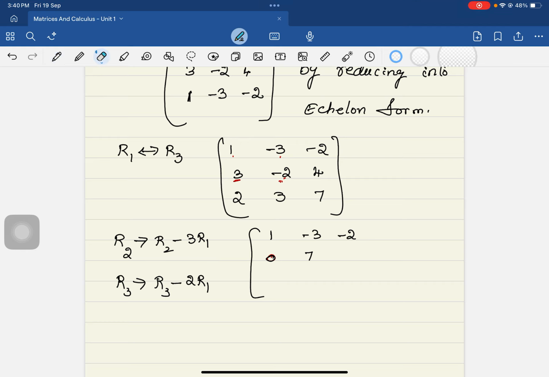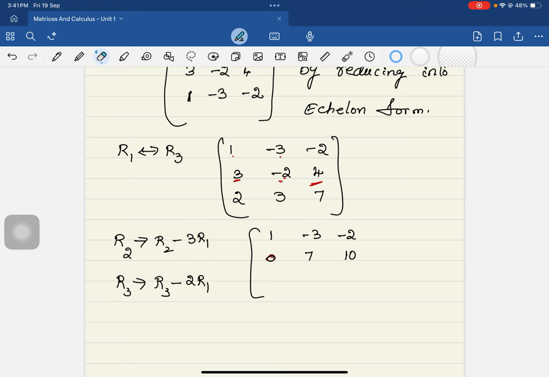And next, what do you have to do? R2 minus 3 R1, the next position. What is that? 4. There is 4. So 4 is here. Minus 3 times the corresponding R1 element, which is minus 2. So 4 plus 6 becomes 10. You got it? And then this operation is over.